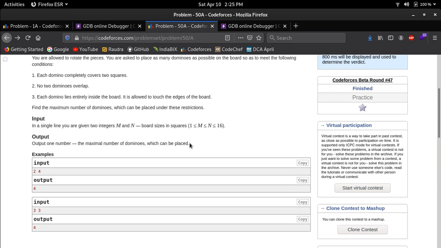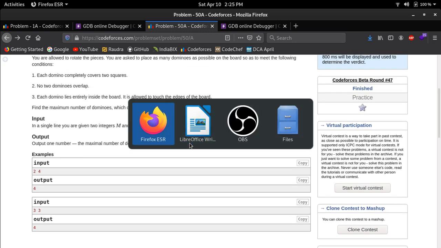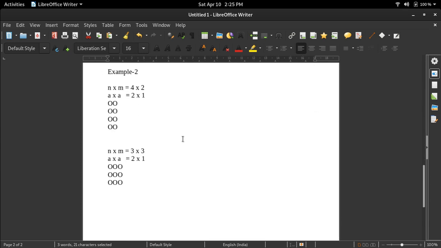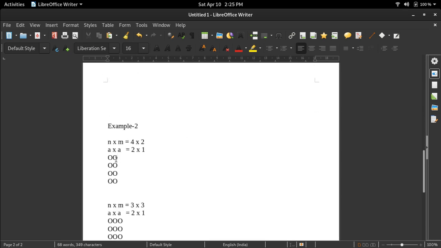And this is a really simple problem. Here we can see this is the board, and we need to fill it with dominoes of 2 cross 1. Simply we can use horizontal dominoes. The first domino of 2 cross 1, because it has 2 columns and 1 row, then another domino here, and here another. So a total of 4 dominoes were required to fill this board of size 4 cross 2.